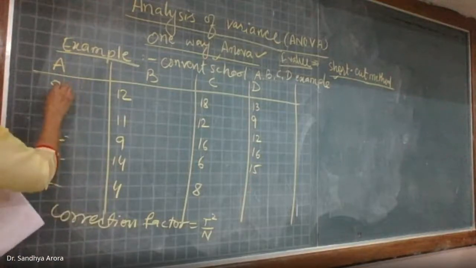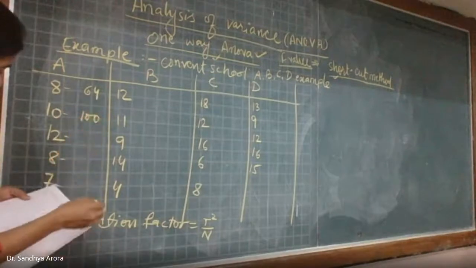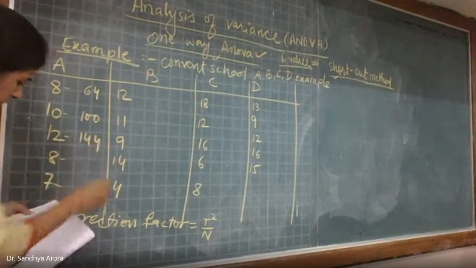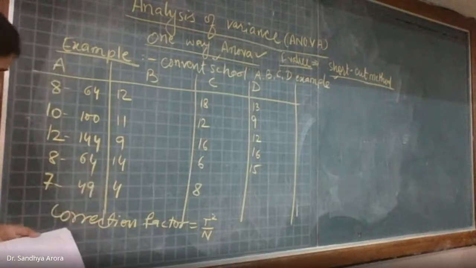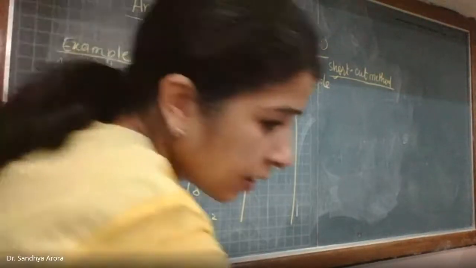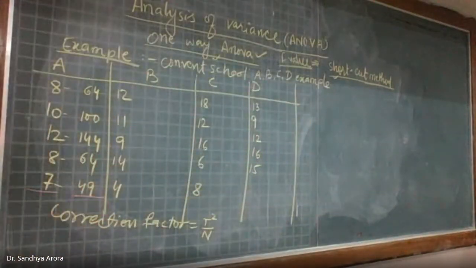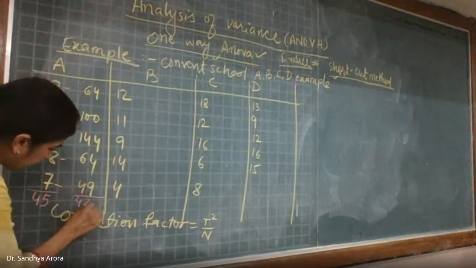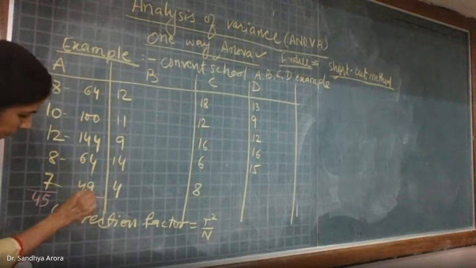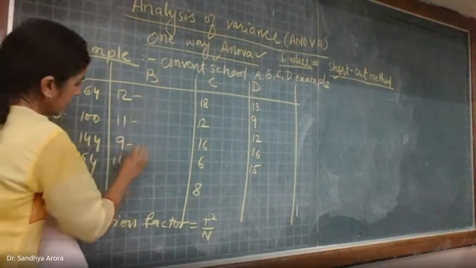Square each sample in the sense 8 square is 64, 10 square is 100, 12 square is 144. 8 square is again 64, 7 square is 49. Okay, and do the summation. Do the summation of this and this. This summation is 45 and this summation is 421. Do the same thing for this sample also.